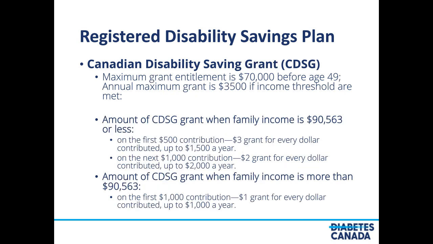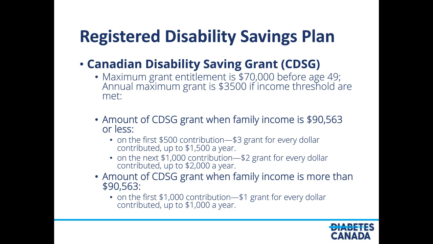Registered Disability Savings Plans. The grant. Now, the grant requires you to make a contribution into your savings plan. So if you make a contribution of $1,000 into your savings plan and you have income less than $90,563, then you are going to receive a grant. On the first $500, you will get $1,500. On the next $500, you'll receive $1,000. So it is possible to get $2,500 from having contributed $1,000 into your Registered Disability Savings Plan.